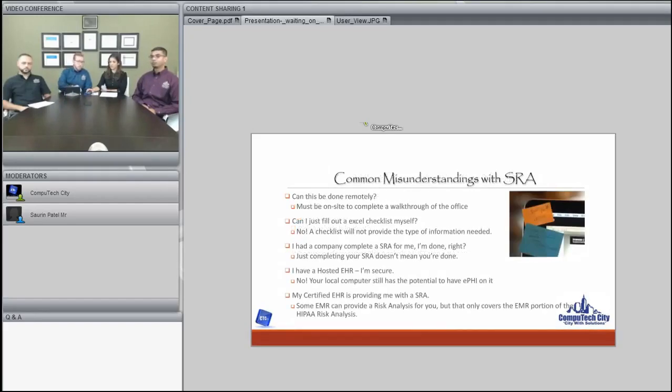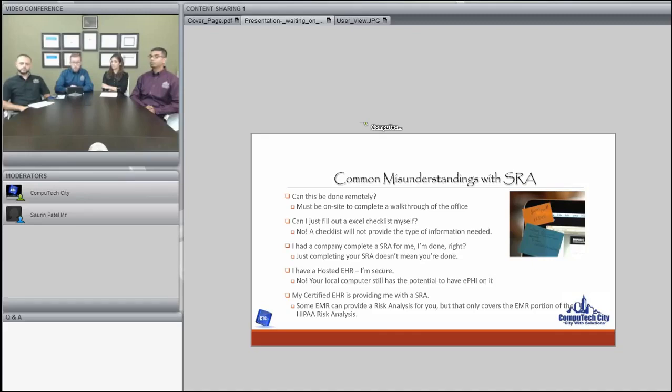There are some common misunderstandings with your SRA, and what Soren had talked about earlier, and I'm going to review some of those right now and go into more depth. The first one is, can this be done remotely? Really, you must have someone on site at your office. There are many different facets of a security risk assessment that someone must be on site for. I'm going to mention some examples, but make a mental note of your practice's procedures for the following questions. Can you see computer screens from a patient's perspective? If you can, you should use privacy screens or have monitors face away from patients.